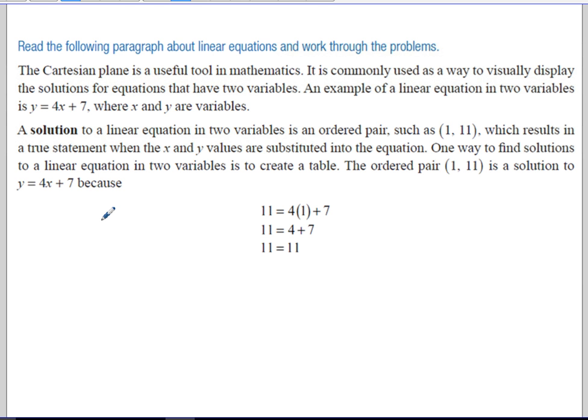One way to find solutions to a linear equation in two variables is to create a table to organize your numbers. And the ordered pair (1, 11) is a solution to this problem they gave us, y equals 4x plus 7, because notice that this was our y value, and they're putting y in for that, and 4 times x, so 4 times 1 plus 7, and when we do 4 times 1 plus 7, we get 11. So since it equals each other, it is a point that is a solution for this equation.